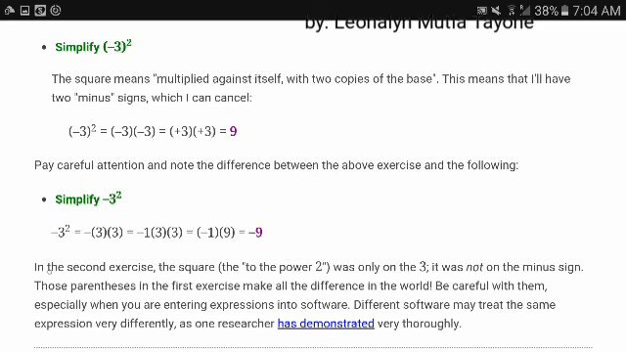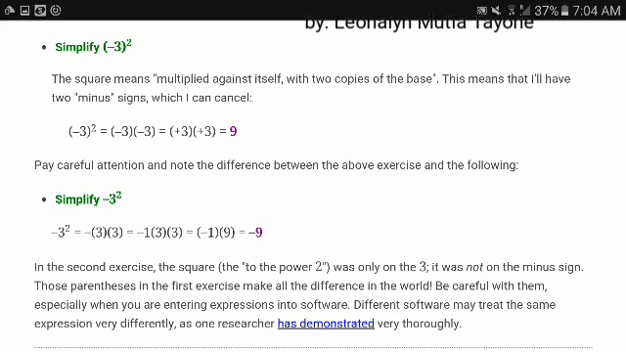Basahin natin dito. In the second exercise, bali itong pangalawang example natin dito, the square to the power 2 was only on the 3. It was not on the minus sign. Those parentheses in the first exercise, itong unang example nila, make all the difference. Ingatan natin ang mga yan.